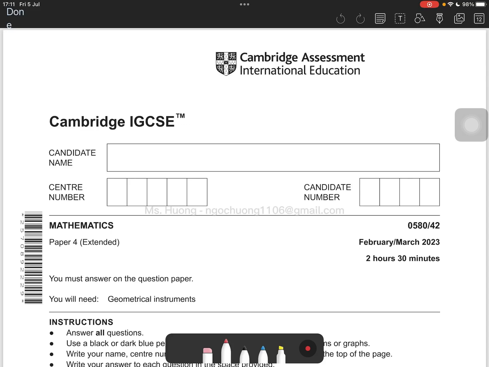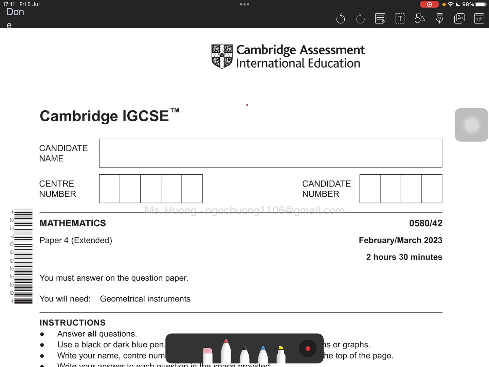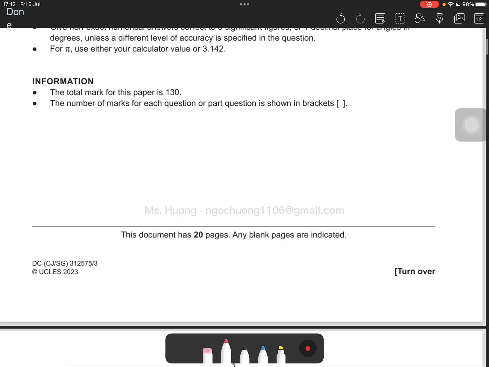Hi everyone, today I will solve all the questions in the past paper IGCSE 0580 in February and March 2023, and this is the question paper 42. So let's get started.